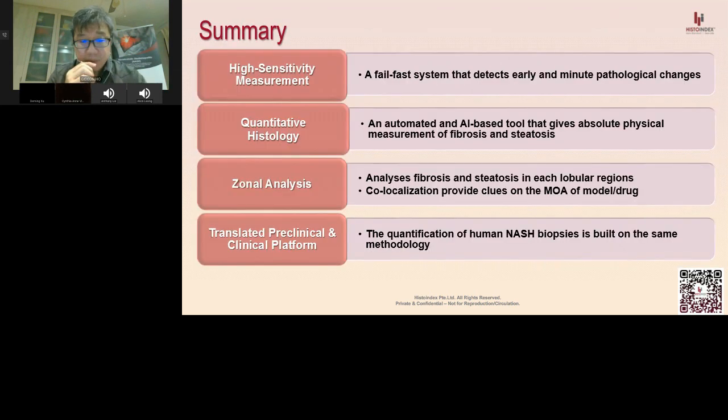So in summary, we have a highly sensitive and specific AI-based system to detect early and minute pathological changes in a measurable manner. We could quantify fibrosis and steatosis histologically in a continuous scale, and furthermore, deep dive into the analysis of the different zones of the liver tissue for data on the MOA of the drug. So this entire platform allows us to narrow the gap between NASH preclinical and clinical efficacy studies during the trials.